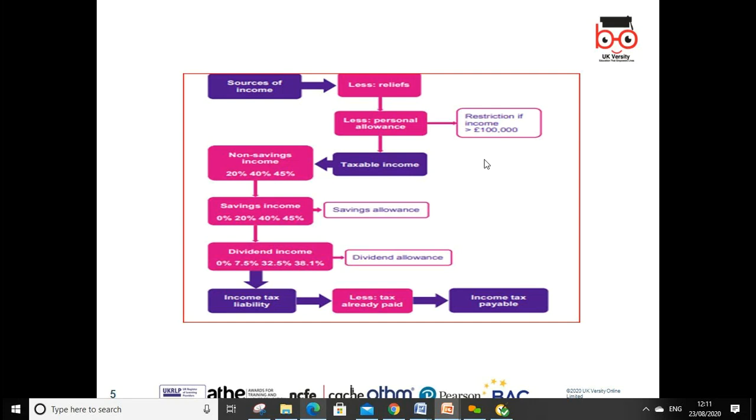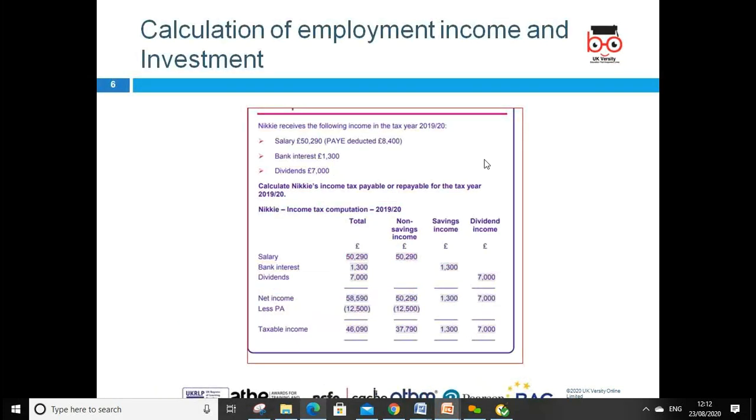Okay, and less personal allowance. If any personal allowance, which we said is 12,500, or if your income is more, then that can be restricted. Then non-savings income, we discussed that employment income is non-savings income, property income is non-savings income. Yes, so these rates will be applied. Then savings income, these rates will be applied. Then dividend income, these rates will be applied. Income tax liability, what you're supposed to pay, what you already paid, what we're supposed to pay. Like PAYE, pay as you earn, so your tax is deducted at source.